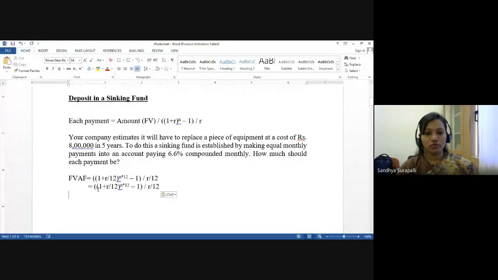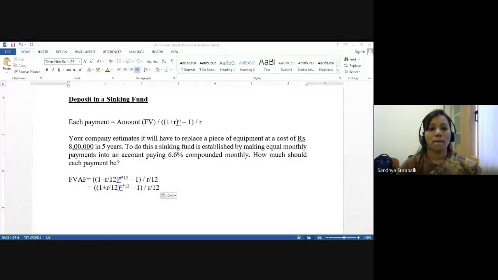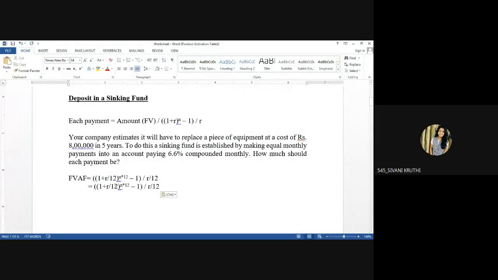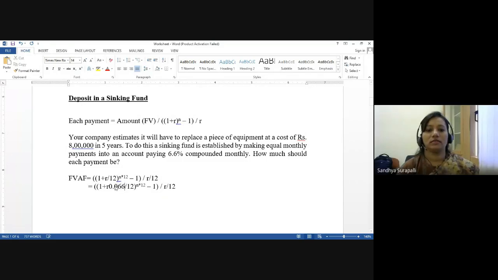I'm not going to show you step by step now. So what is R? 0.066, ma'am. Yes, 0.066. And N is 5 years. R in the denominator, again you have to take 0.066. So quickly solve and tell me what is the answer for this.